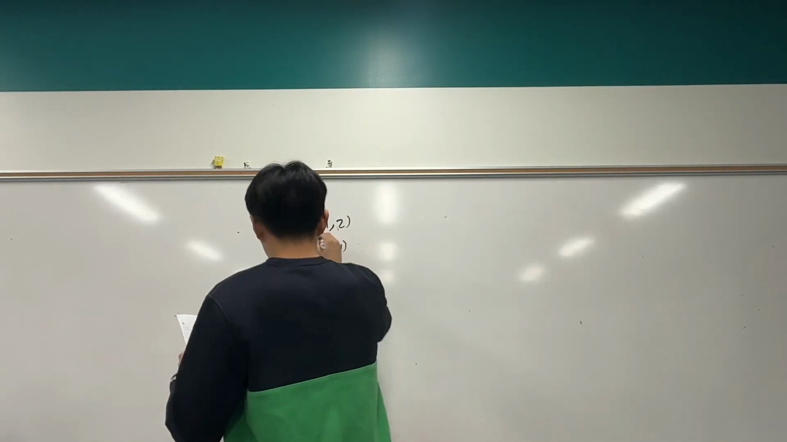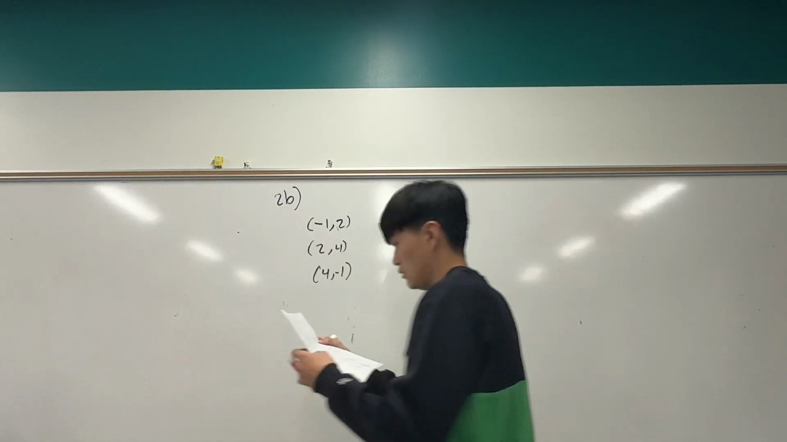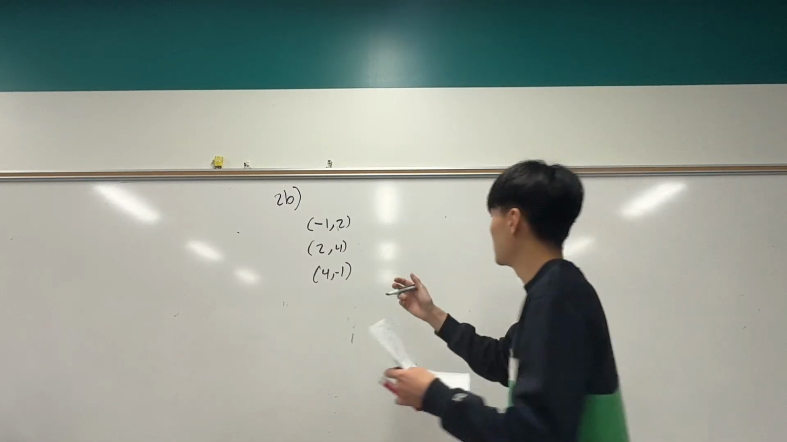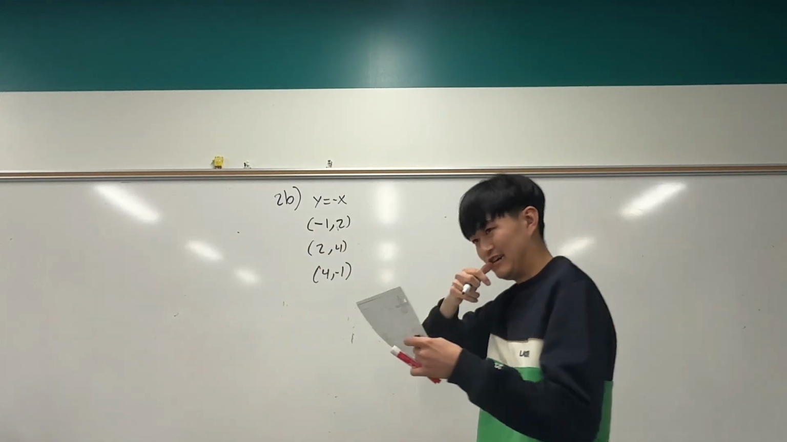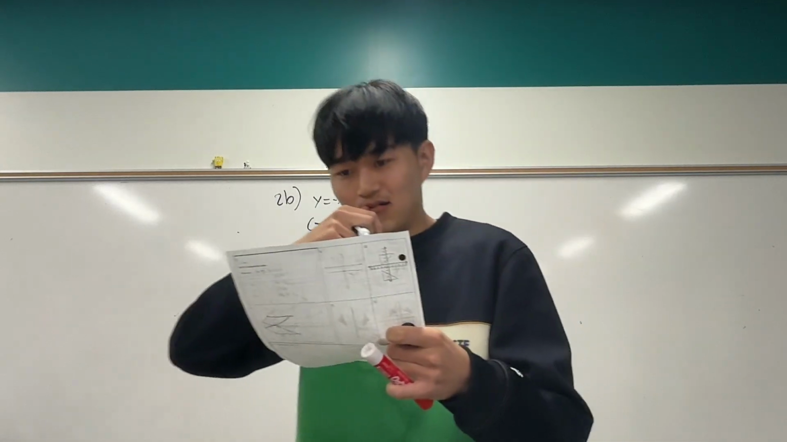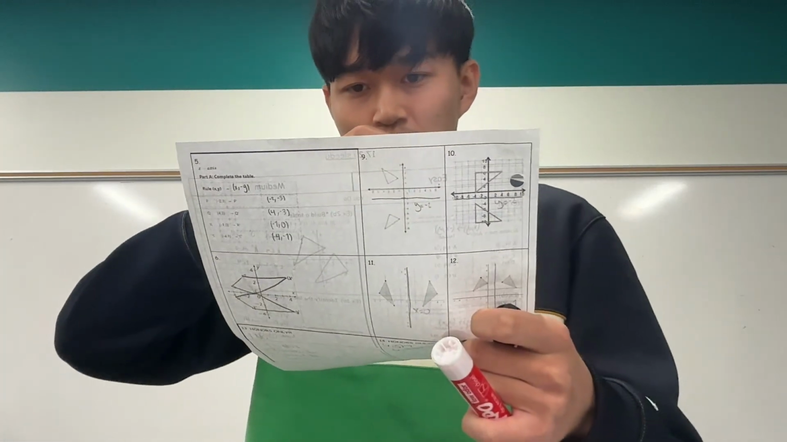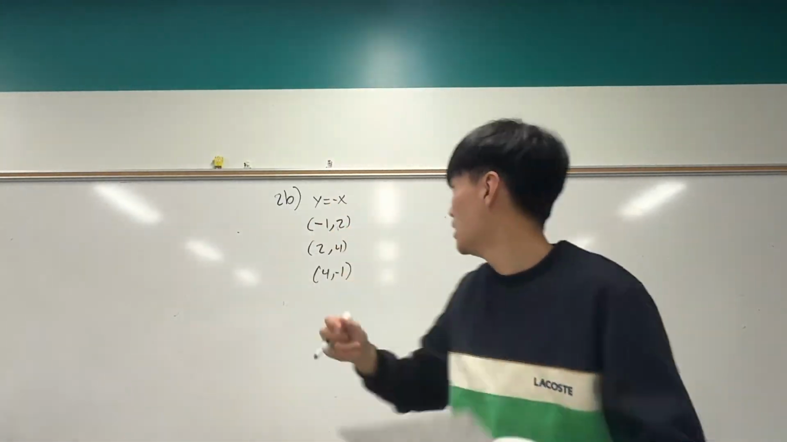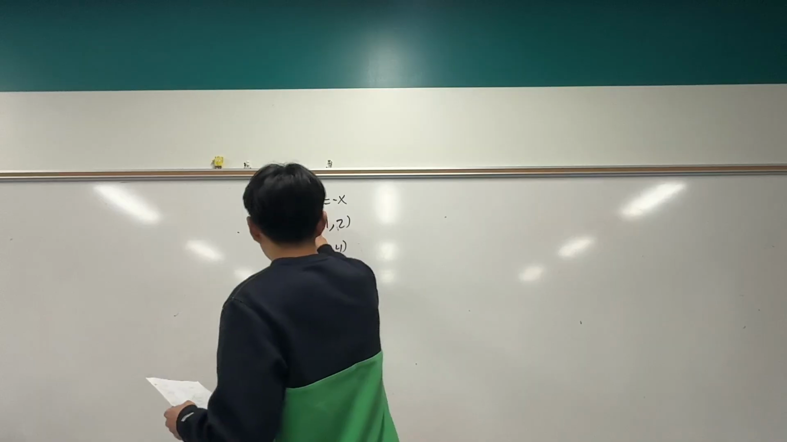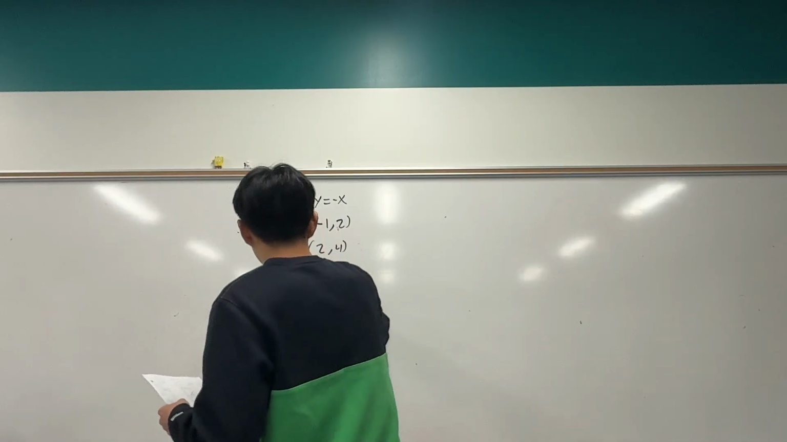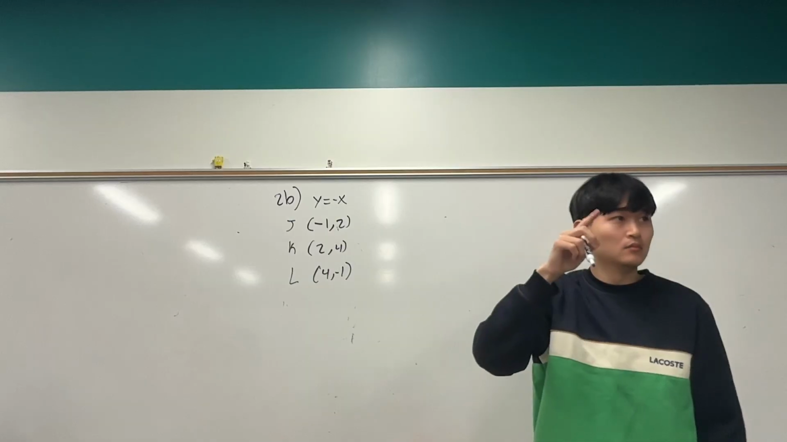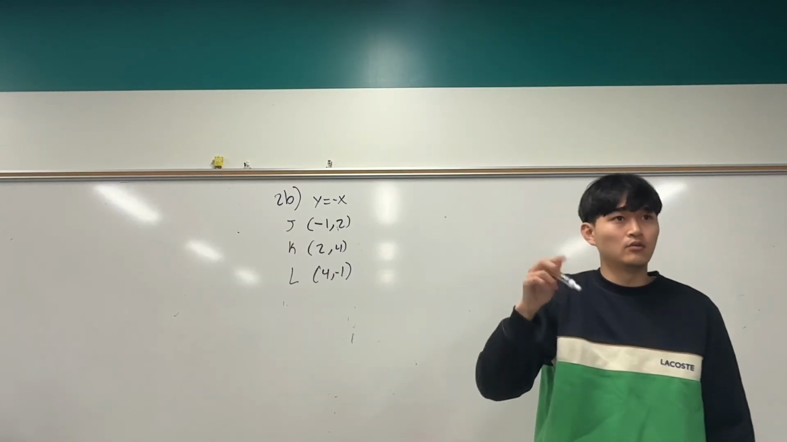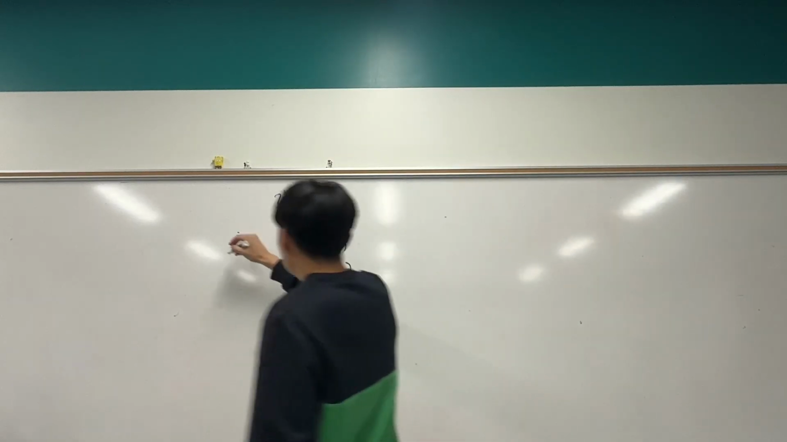2, 4, 4, -1, and y equals -x is the function. Okay, let's see. Okay, let me write the letter. Okay, this is your pre-image, okay? It doesn't have the prime or the apostrophe, if you want to call it that way. So this is the pre-image.